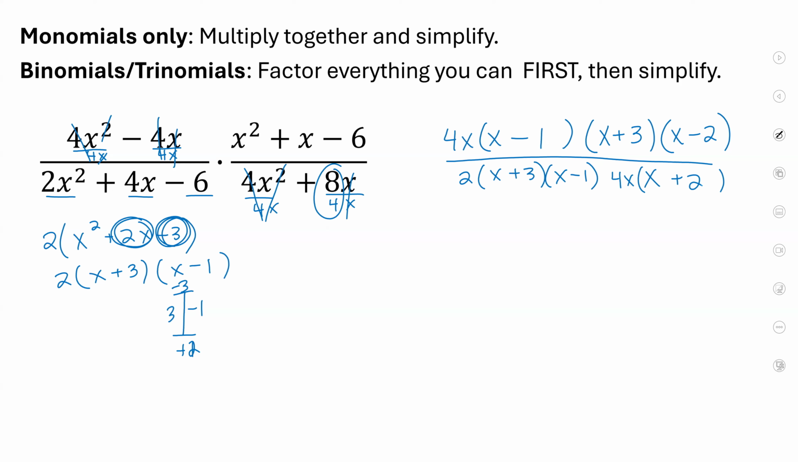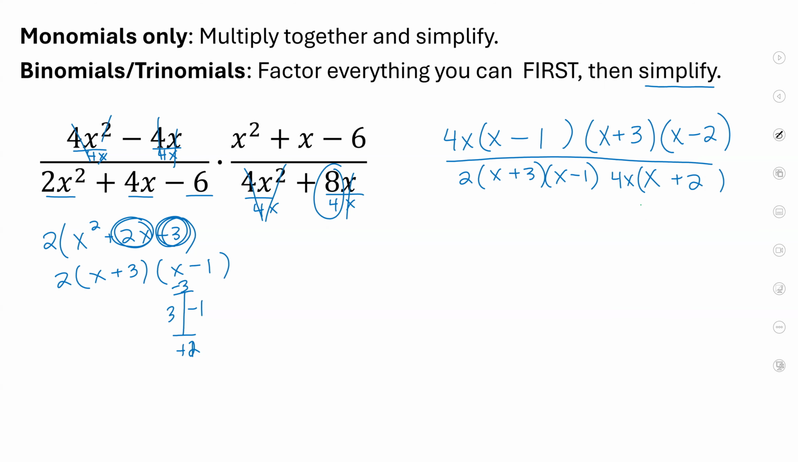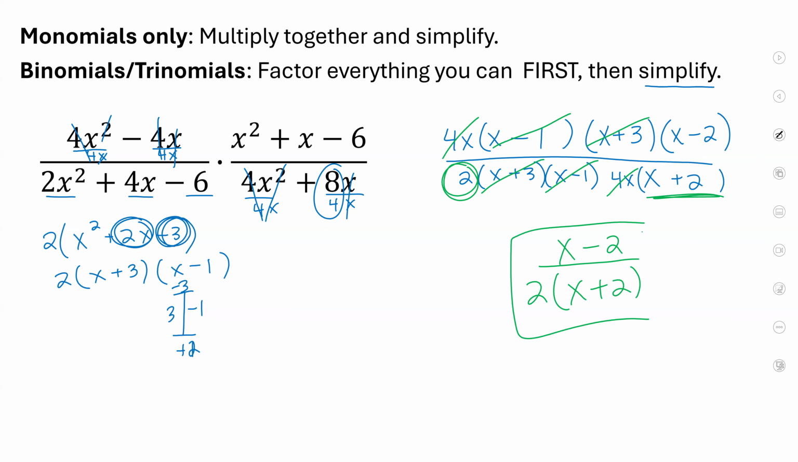Okay, so we factored everything first. Then simplify. This is the fun part. Let's see. That cancels with that. The x plus 3's cancel. 4x cancels with 4x. So I get x minus 2 in the numerator. I still have a 2, and I have this. That's my answer.